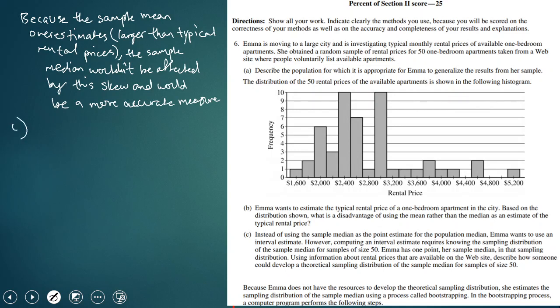Okay, part C says, instead of using the sample median as the point estimate, Emma wants to use an interval estimate. However, computing an interval estimate requires knowing the sample distribution of the sample median for samples of size 50. A lot of the use of the word sample. Emma has 1 point, her sample median, in that sampling distribution. Using information about rental prices that are available to her on the website, describe how someone could develop a theoretical sampling distribution of the sample median for samples of size 50.